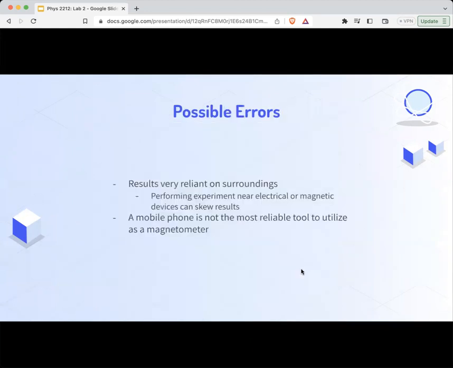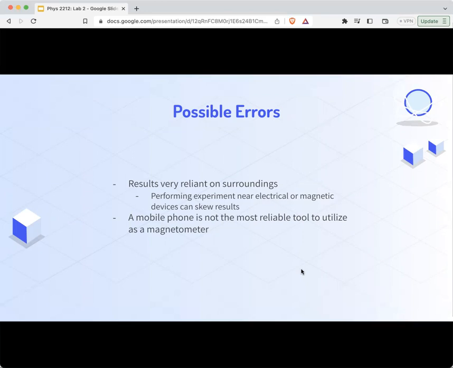Some possible errors that could happen while performing this lab are that the results are very reliant on the surroundings. For instance, if you were to perform the experiment near a lot of electrical or magnetic devices, then the results can be skewed. To give an example, let's say you were working near a bunch of laptops. Laptops use metal, which does get attracted to magnets. One issue I encountered in my lab earlier on is that I was getting some weird results because of this. On top of that, a mobile phone is not the most reliable tool to utilize as a magnetometer.